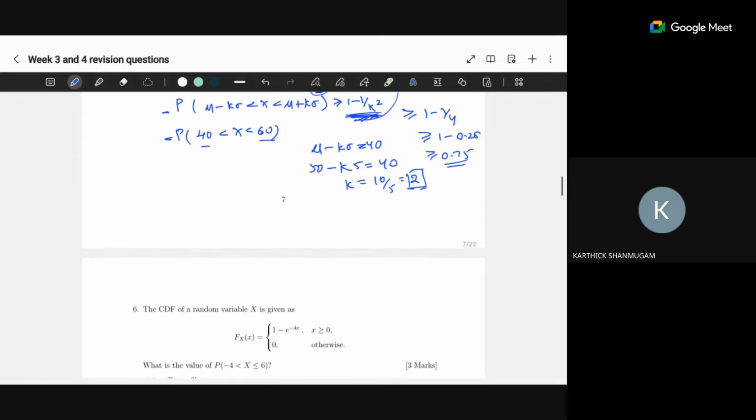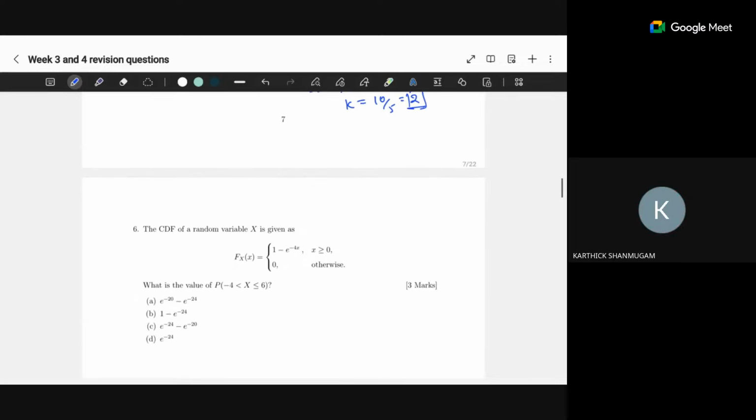Shall we proceed now? Yes, ma'am. Okay. Now, the CDF of a random variable x is given to be this. What is the value of the probability that x goes from -4 to 6?